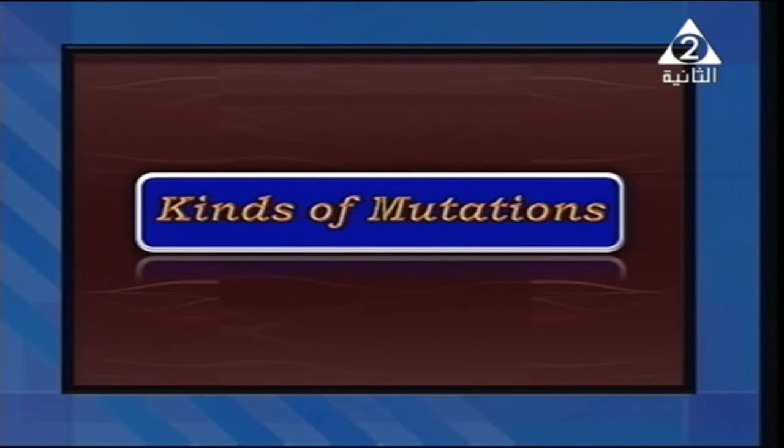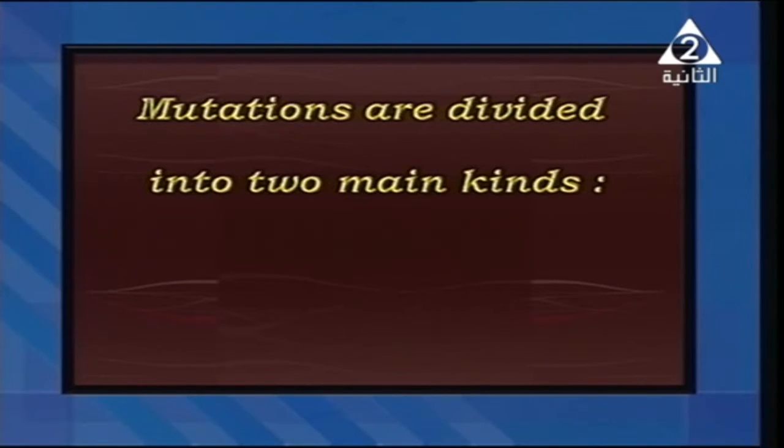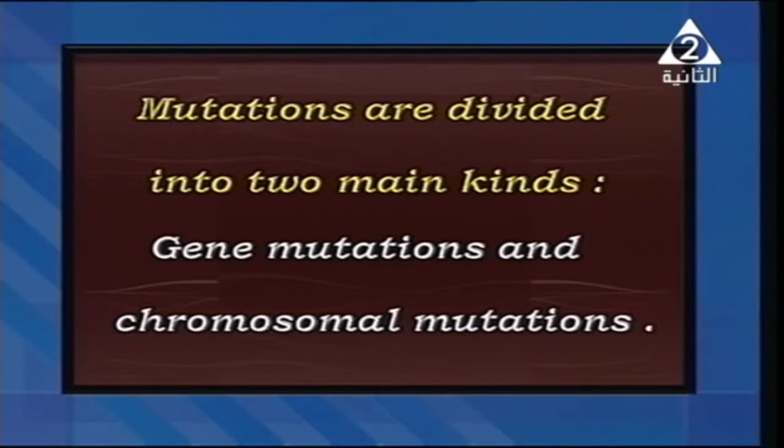We have different kinds of mutations, such as what? Mutations are divided into two main kinds. The first one, the genetic mutations, and the other one, which is what? Chromosomal mutations. So from its name, the genetic mutation or the gene mutations occur or happen to the gene itself, while the chromosomal mutation occurs via the chromosomes, or the changes that happen to the chromosomes.